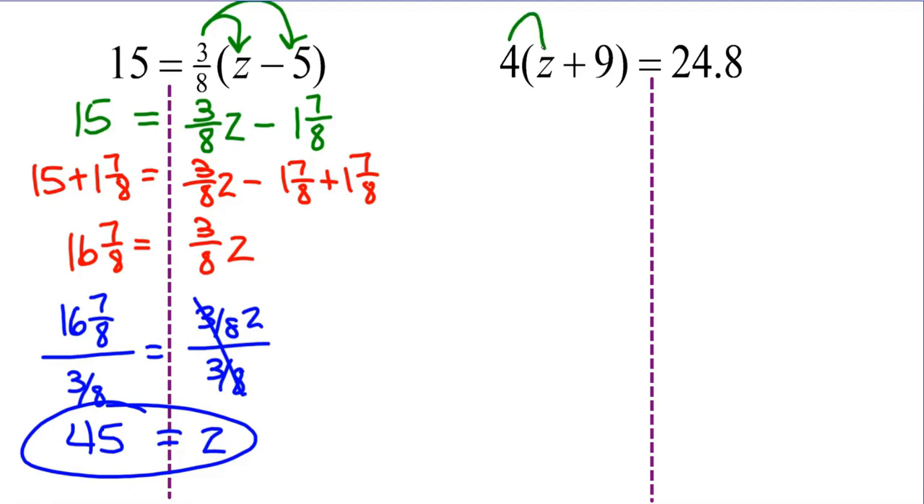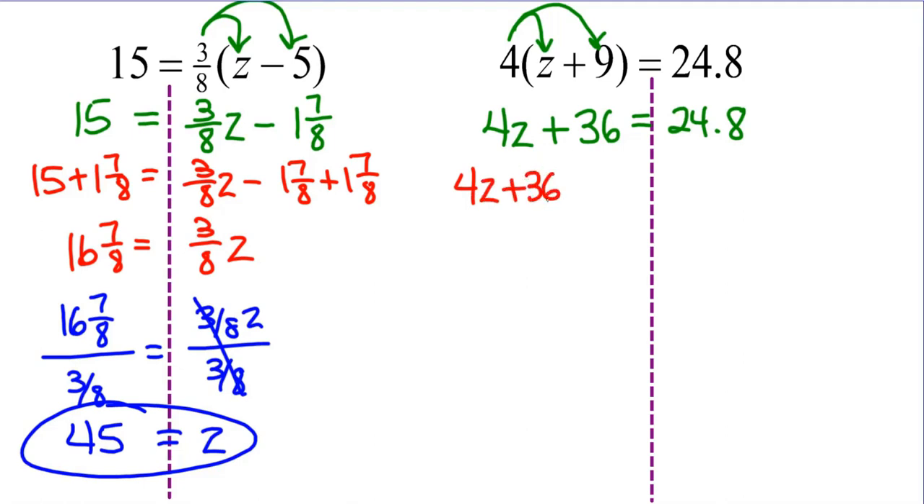Again, the first step is to get rid of those parentheses using the distributive property. 4 times z is 4z, plus 4 times 9, which is 36. And then the right-hand side is going to stay the same. Now I have a two-step equation. Step 2 would be to eliminate this addition. I'm going to use subtraction. 4z plus 36 minus 36. Those will cancel each other out.